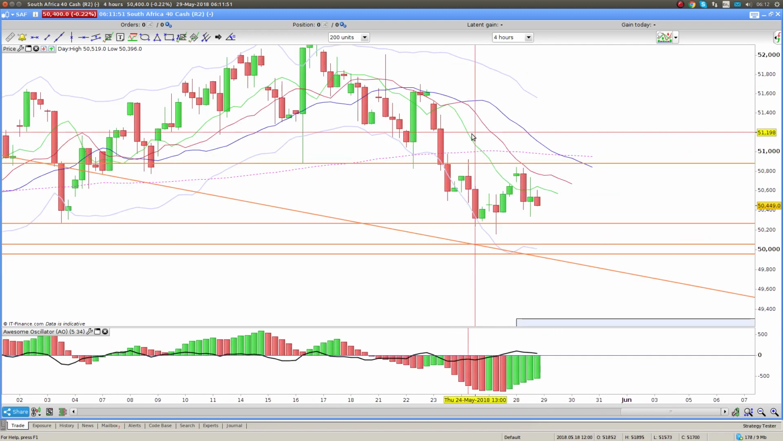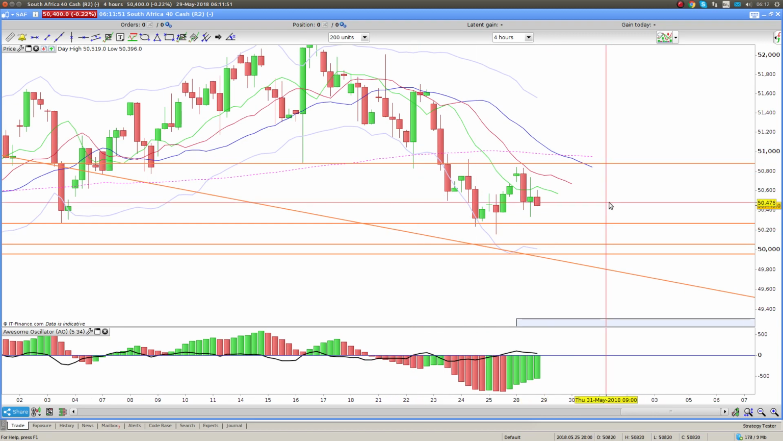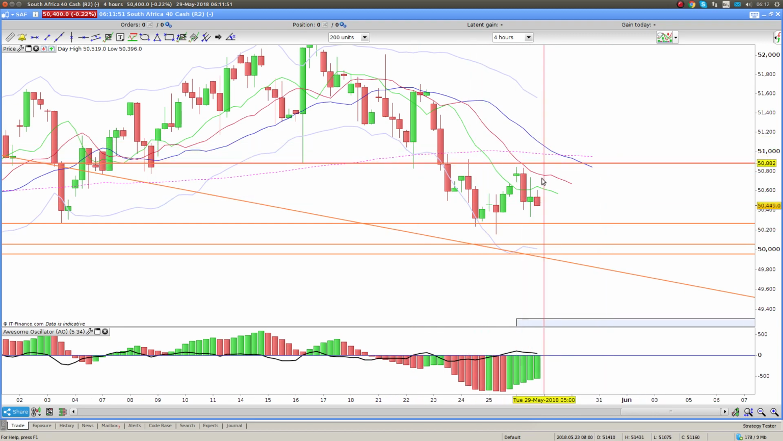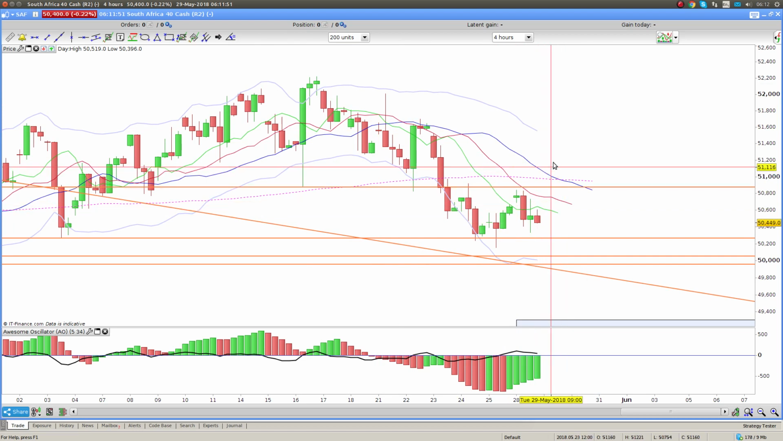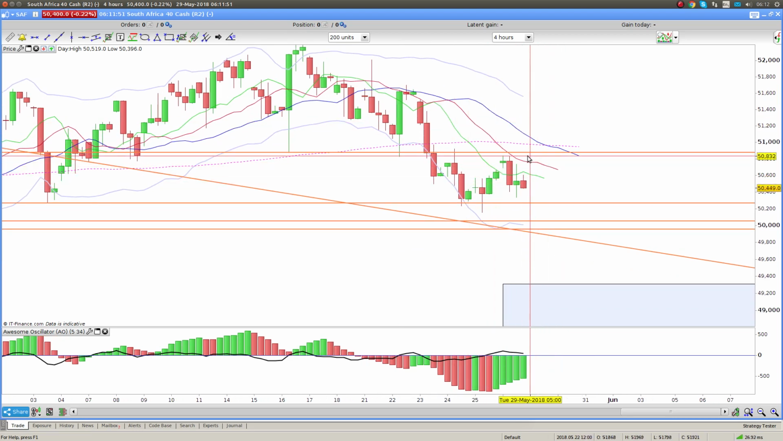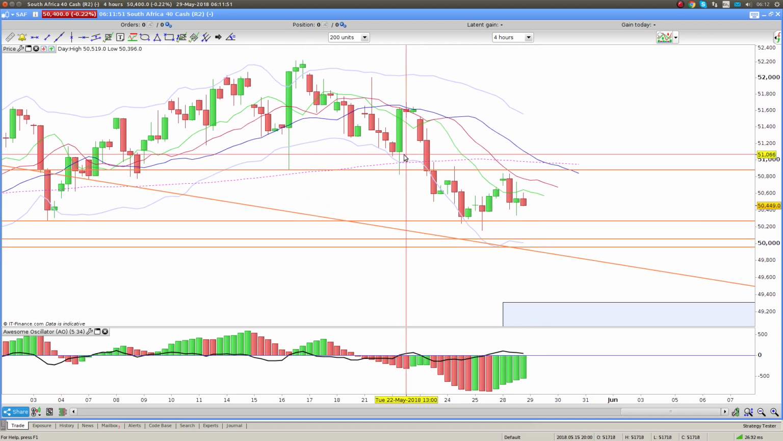Now, what does that tell you? That tells you that this is a range. Okay, so we are ranging at this stage. Now, we've had a downward move, and we are now consolidating. We are either going to consolidate and break back up, or we're going to consolidate and break down. I mean, that's the nature of the beast.